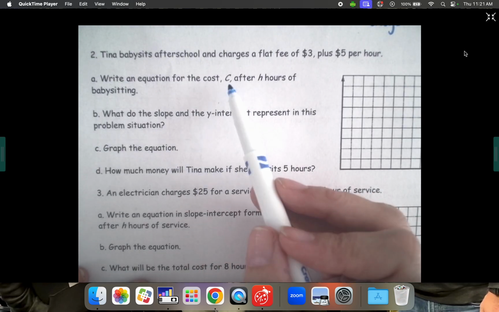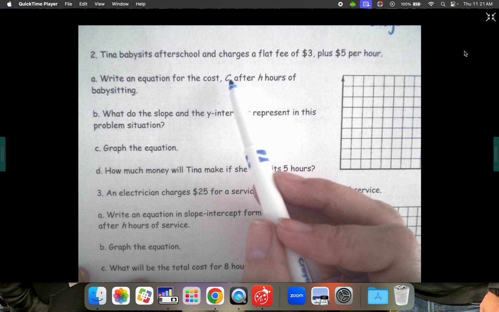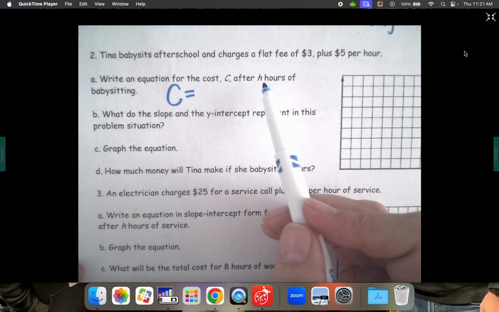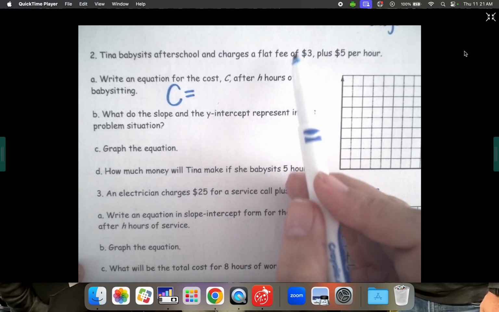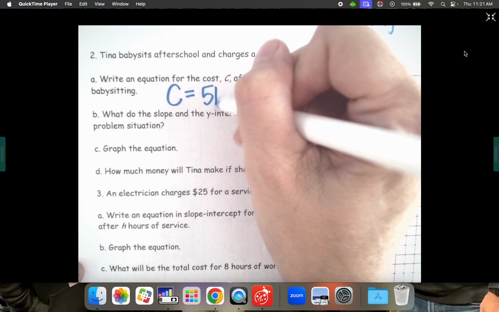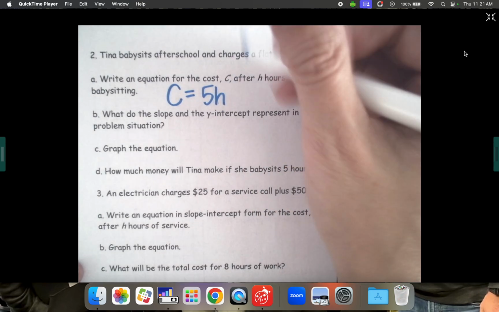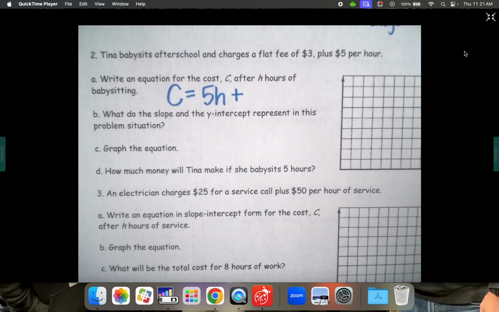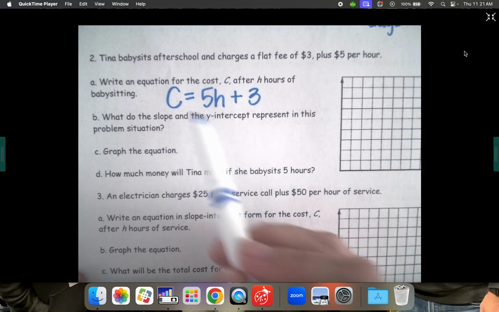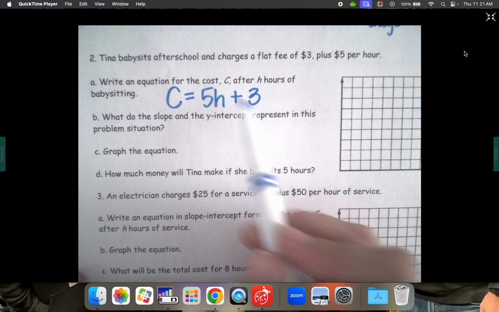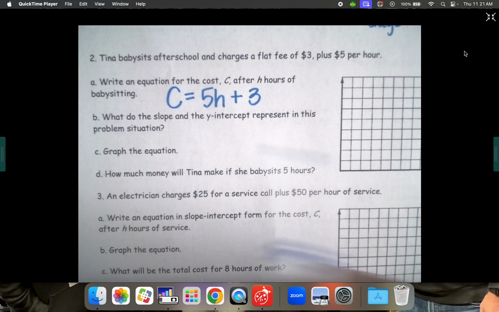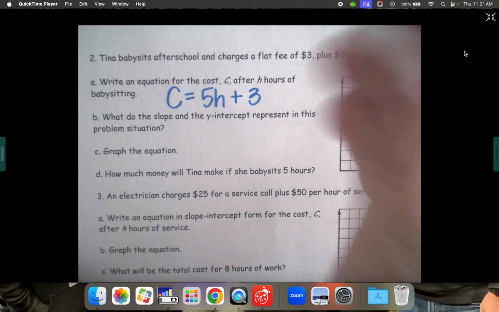So let's write an equation for the cost. That's the total cost, C. So we're going to start with that. And it equals how much she's paid per hour, plus her flat fee. So $5 per hour, so 5H, plus the upfront fee that she starts with, which is $3. Okay, there's your equation, and again, if you were using y and x, it would have been y equals 5x plus 3. So this is your rate of change or your slope, and the 3 is how much you start off with. So what do the slope and y-intercept represent?